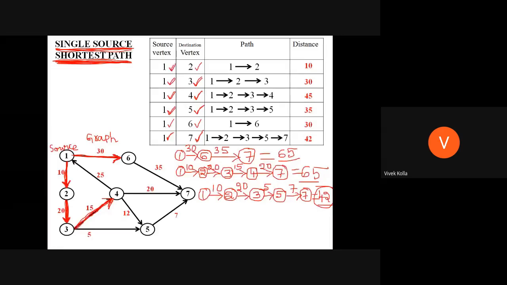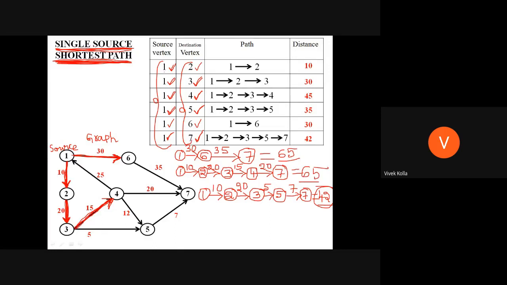So the main objective, remember. The main objective of this algorithm is you are trying to find out the shortest path from the source vertex. In this example, we have taken the source vertex as 1. You are finding out the shortest path from the source vertex to the remaining vertices. Remaining vertices are 2, 3, 4, 5, 6, 7.